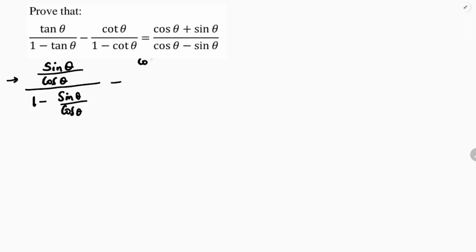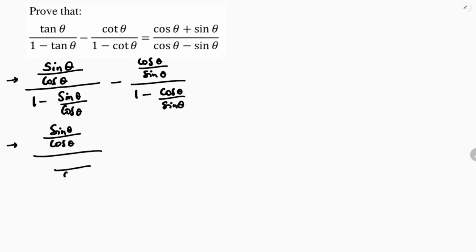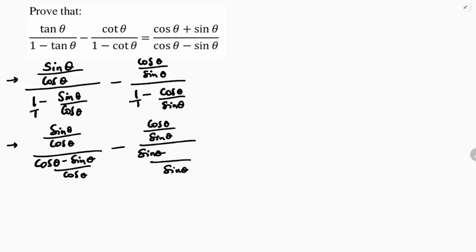minus cot theta, which is cos theta by sin theta, by 1 minus cos theta by sin theta. So now here, sin theta by cos theta, in the denominator if you take the LCM, the LCM is cos theta. So here you'll get cos theta minus sin theta, and here cos theta by sin theta. The LCM is sin theta, so it's by 1. So if I multiply here, sin theta minus cos theta.